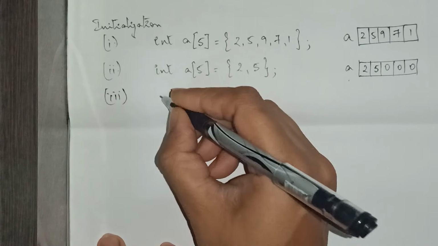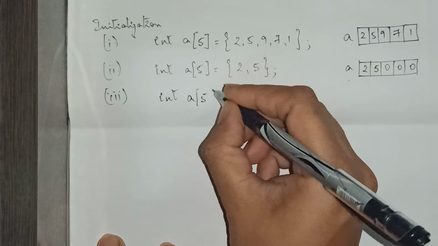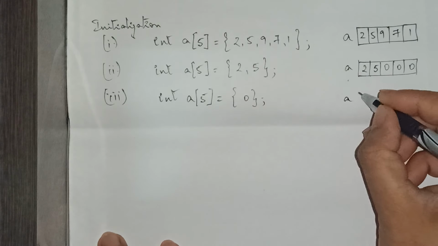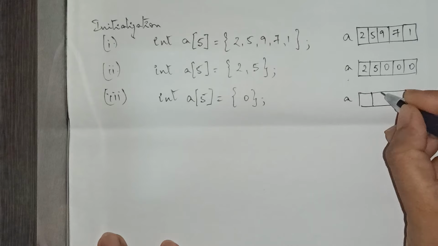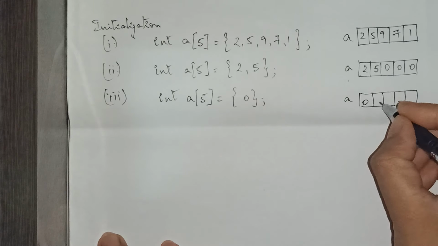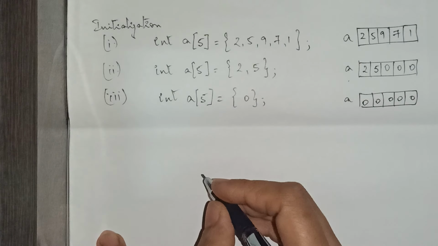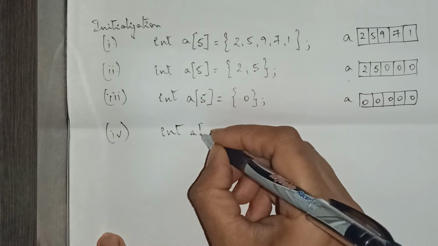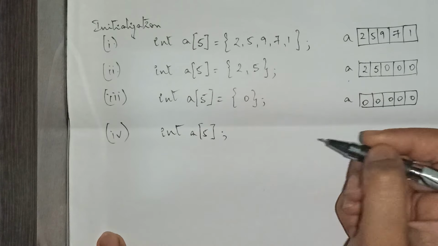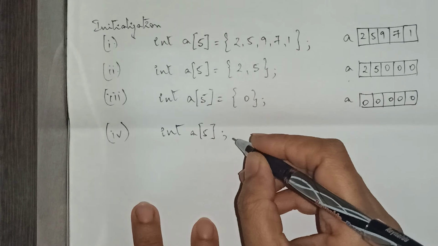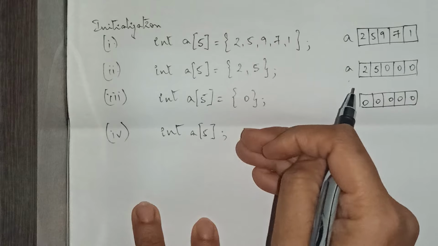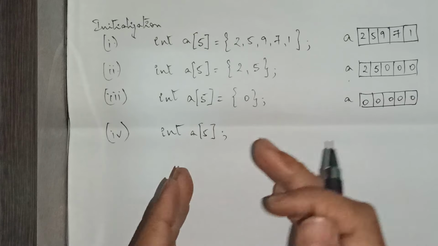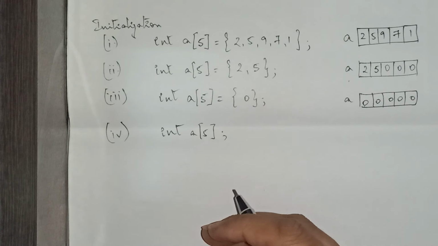The other way of initialization is, say I set it like this, so you'll be able to guess it. What are the values in the locations? All zeros. Fine. The other way of initialization: int a of 5, I declare it. Now I want to initialize it discretely, location by location.